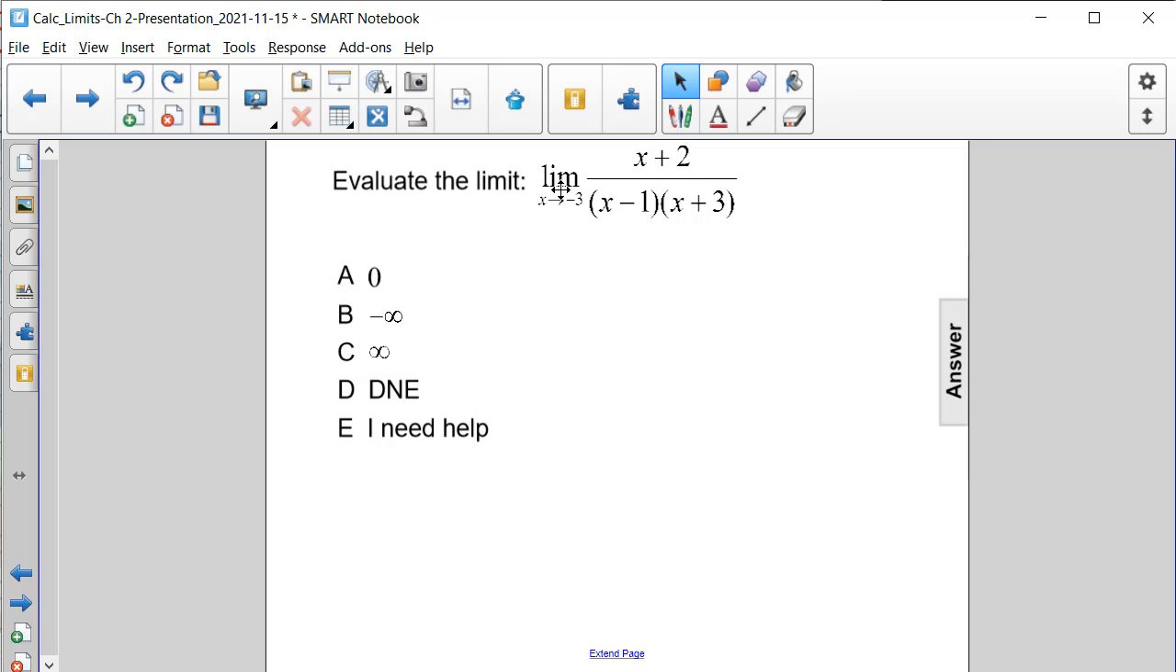Evaluate the limit of (x + 2) divided by the product of (x - 1) and (x + 3) as x approaches negative 3. Well, we can tell right away that if we directly substitute negative 3 in for x, we're going to get a 0 in the denominator. So we have to approach negative 3 from both the left and the right.